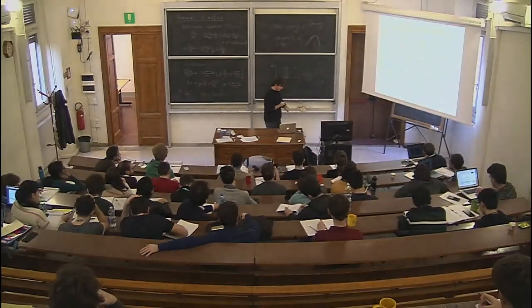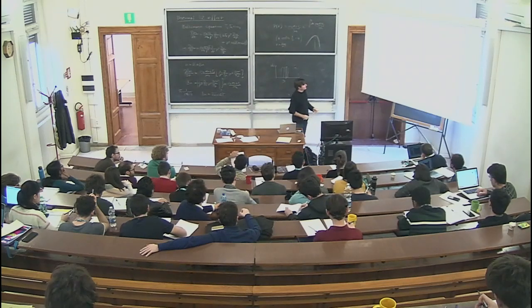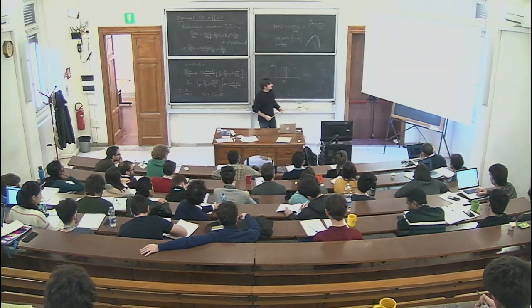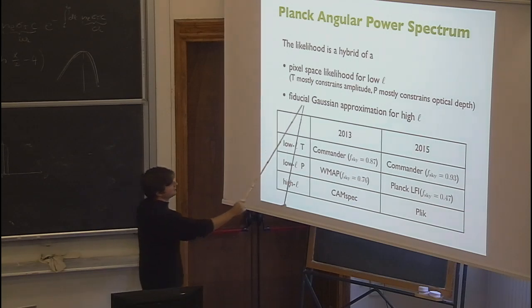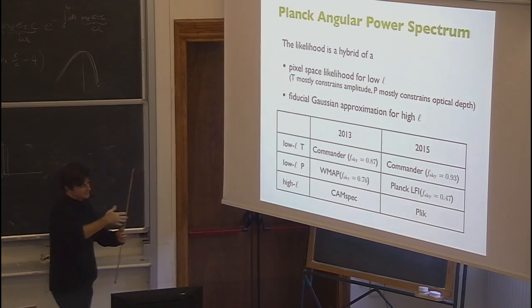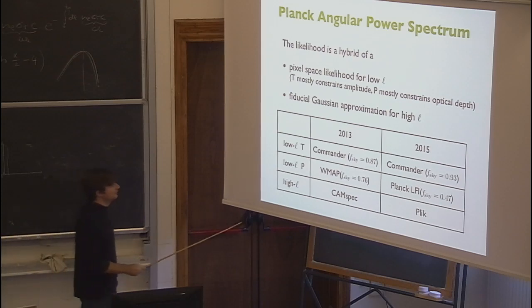And now I want to say a little bit about the measurement of the angular power spectrum, or what it looks like in practice, in the real world. So the likelihood, as we already discussed, is a hybrid of a pixel space likelihood for low L and then this fiducial Gaussian likelihood for high L. Fiducial just means that you have some fiducial Gaussian model that you're using as a central value for your Gaussian.